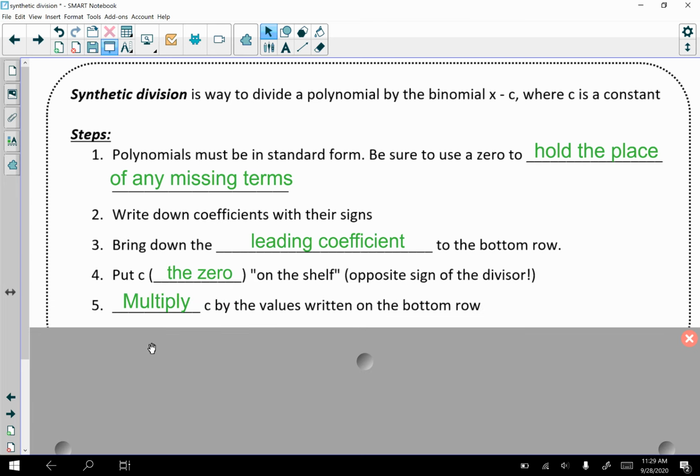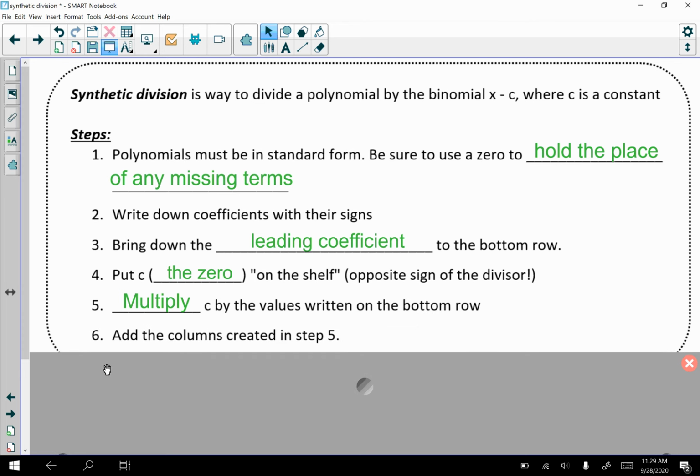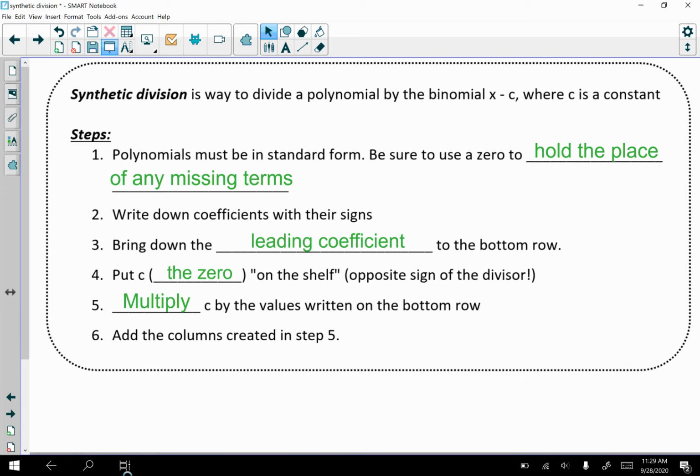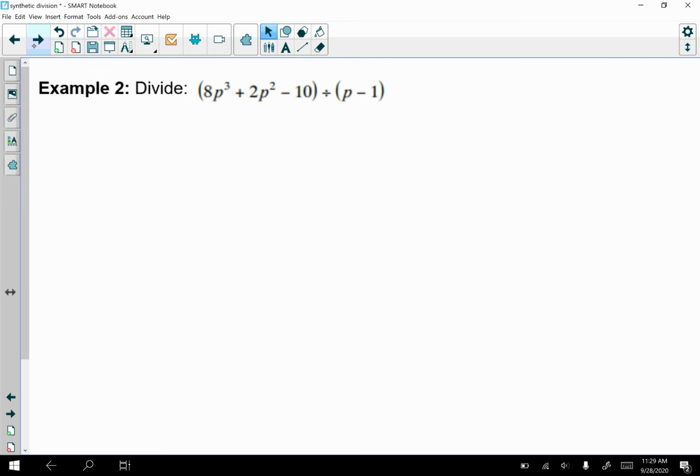Multiply c by the values written on the bottom row. Add the columns created in step 5. And then, of course, you're going to write your final answer. And you're just going to keep repeating this process until you're done. Let's take a look at another example.